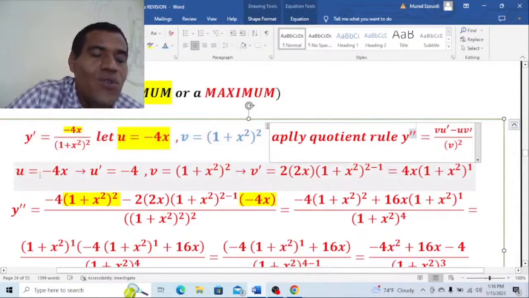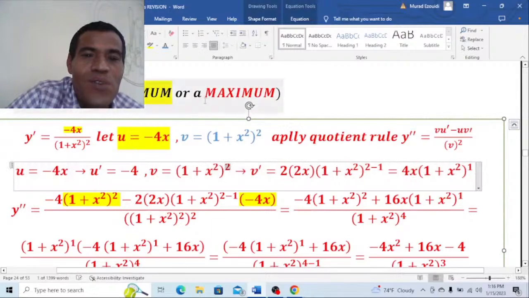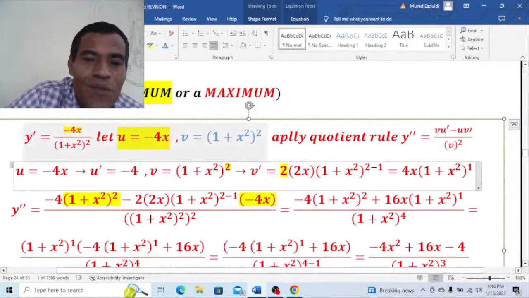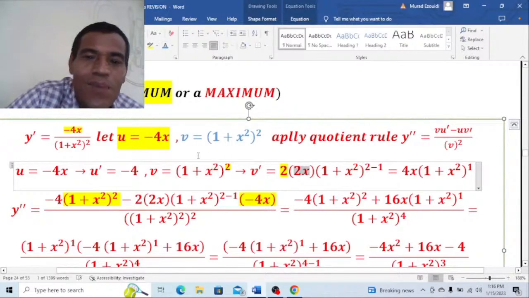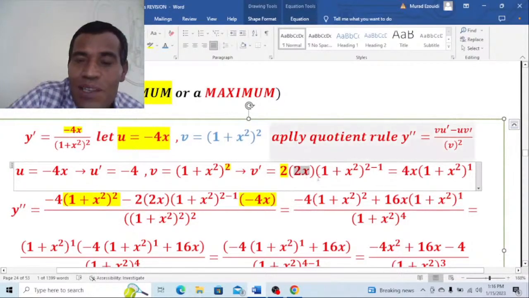Therefore, if u equals negative 4x, then u dash is negative 4. And if v equals 1 plus x squared to the power 2, then v dash: this power should come in front. It will be 2, then multiplied by the first derivative of this function, learners, which is in fact 2x. I'll put here 2x multiplied by 1 plus x squared to the power 2 minus 1. Then I will simplify this: 2 by 2 is 4x times 1 plus x squared, since 2 minus 1 is 1.